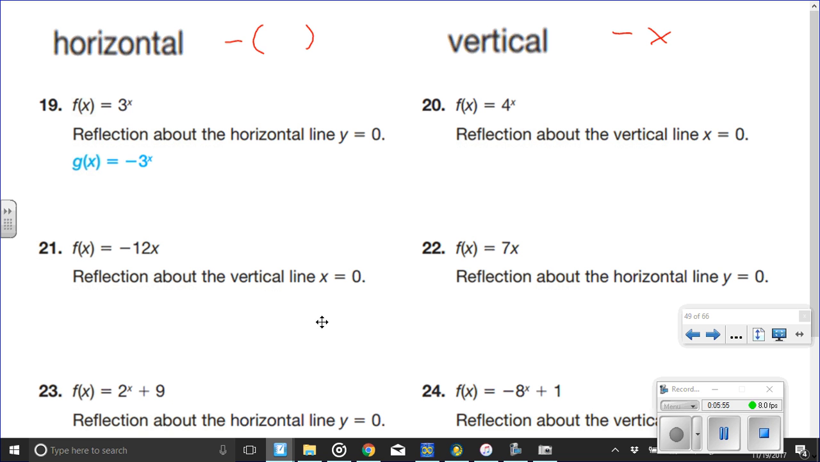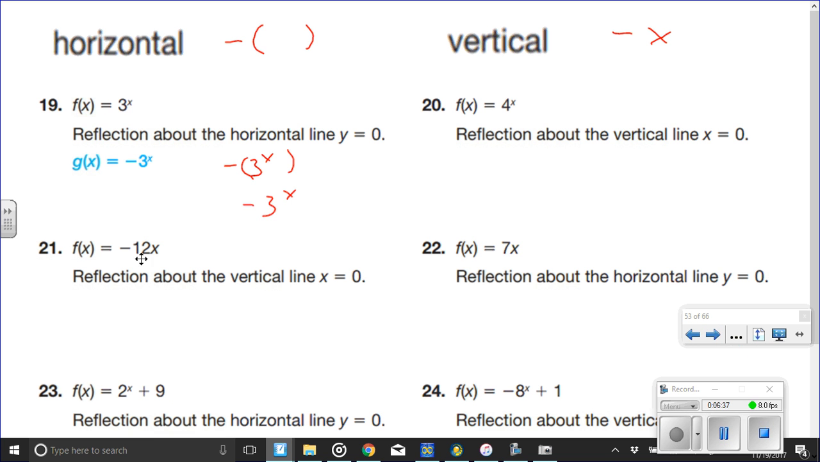So in our first example that was done for us here, the reflection about the horizontal line y equals 0, and y equals 0 is the x-axis. What we're going to do is take our 3 to the x, apply the parentheses around it, put in our negative, and apply that negative to the 3 to the x. So now we have negative 3 to the x, and that's our answer.